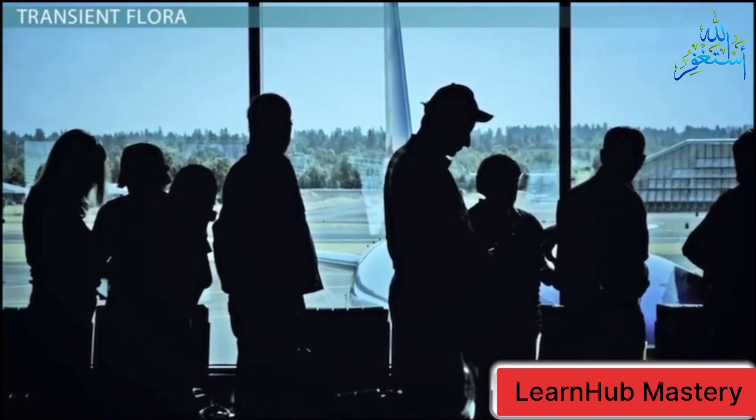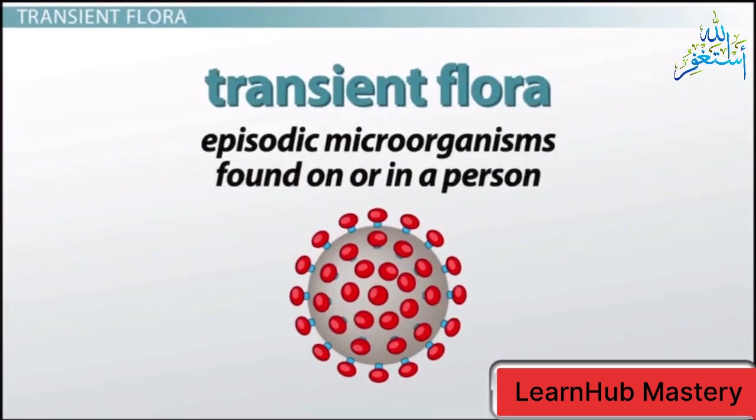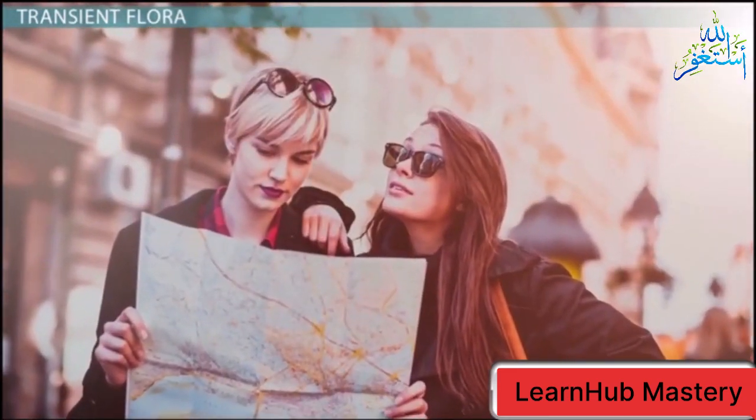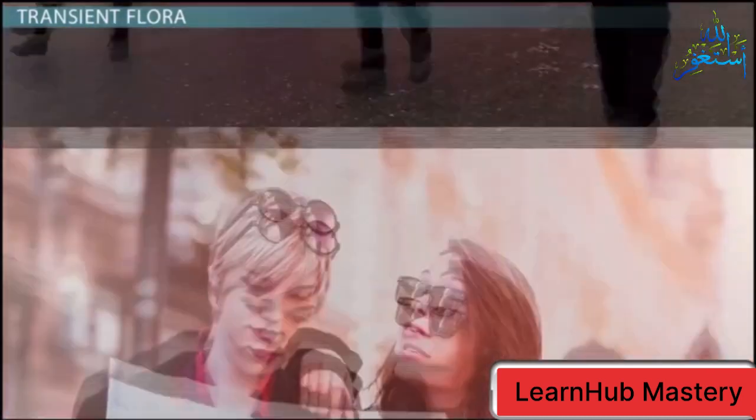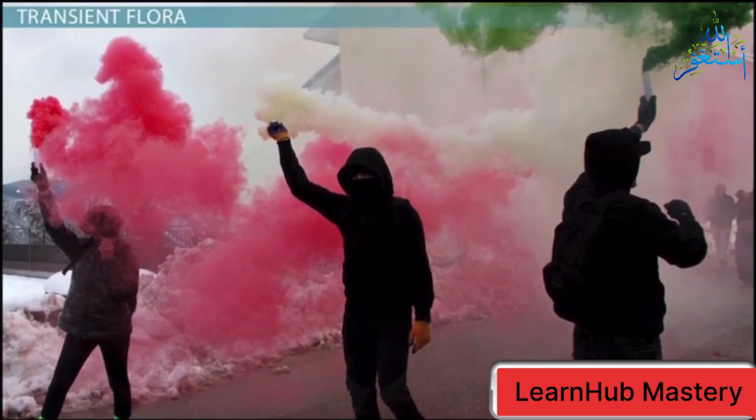While cities have permanent residents, they also have visitors. This is like transient flora, episodic microorganisms found on or in a person. Some of these guys cause no trouble, like tourists passing through a city, while others are most definitely trouble, like terrorists coming into a city to wreak havoc.